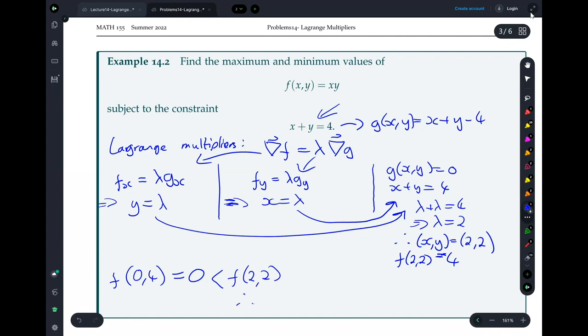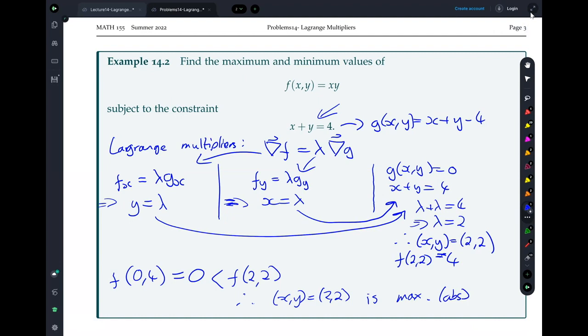Therefore, that tells me that at the point (2, 2), xy is what? A maximum. In fact, it's an absolute maximum. Okay? So it's nice and straightforward.